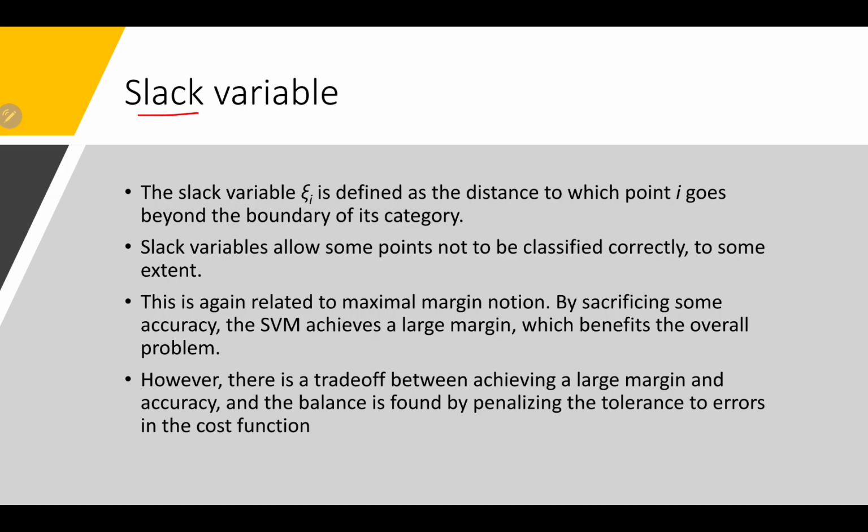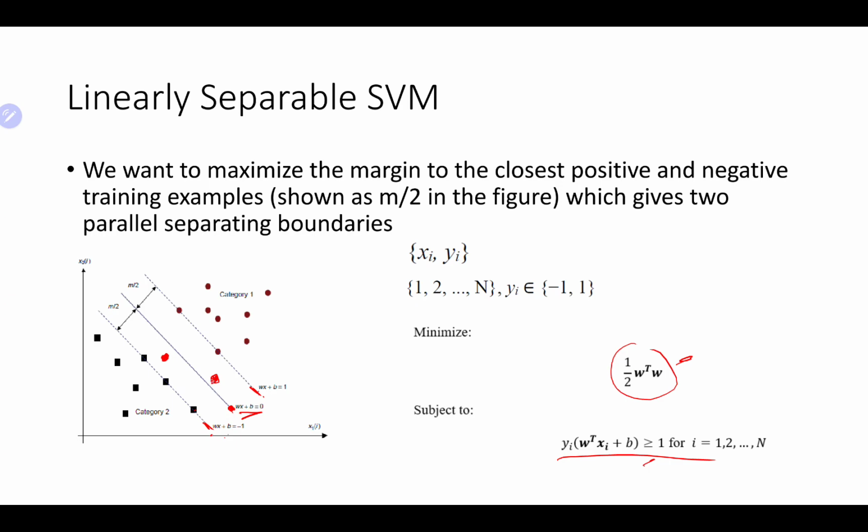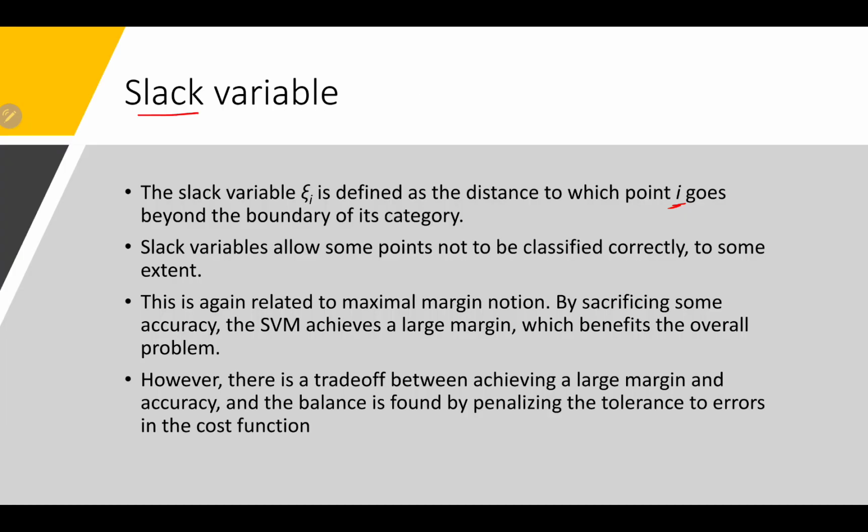And that's what we call the slack variable. The slack variable is defined as the distance by which point i goes beyond the boundary of its category. It goes to the other side, basically. So you see this circle and this square are on the other side there.